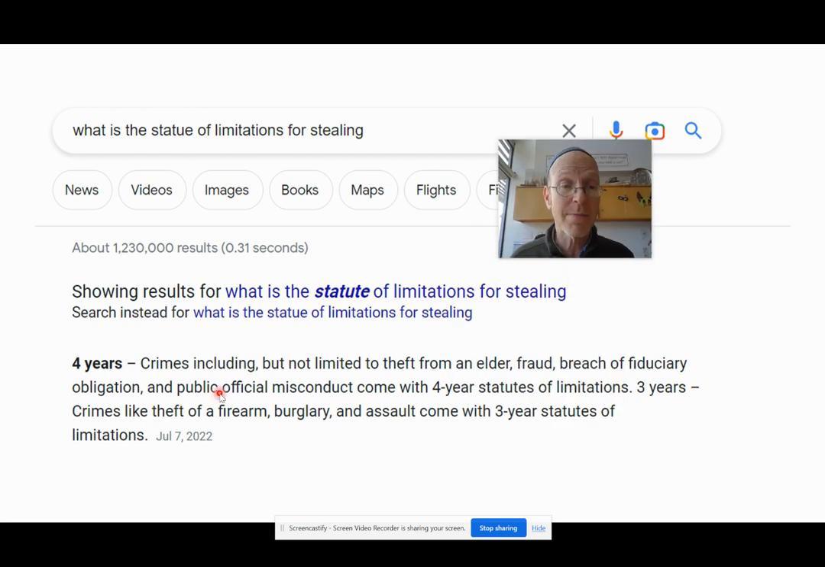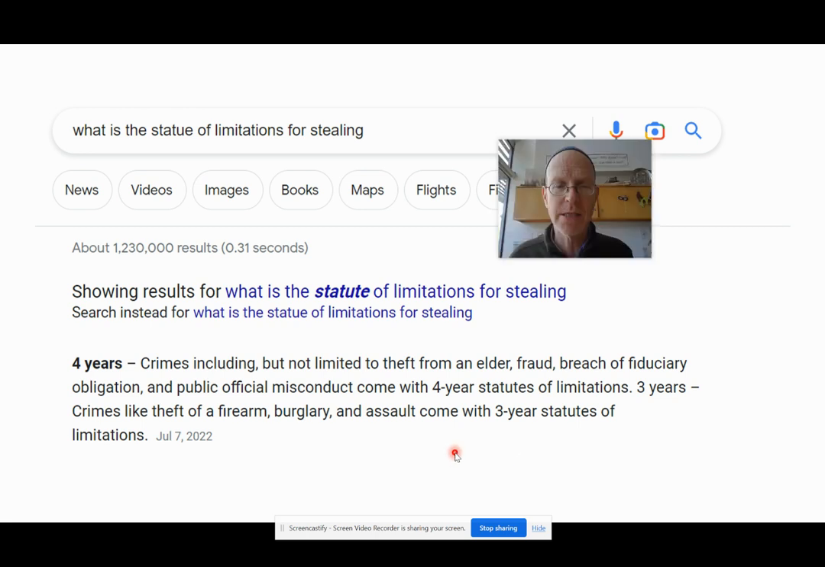Crimes including, but not limited to, theft from an elder, fraud, breach of fiduciary obligations, public office misconduct come with a 4-year statute of limitations. Crimes like theft or burglary, robbery, assault come with a 3-year statute of limitations, meaning that if those crimes happen and 3 years have passed and you have not been said you're guilty of that, it's as if that crime has never actually existed. That's what the statute of limitations is all about.